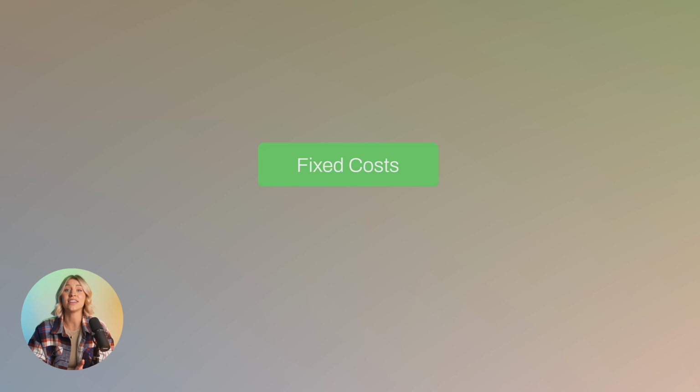Alright, now let's get into that how-to part, because it's not just about knowing these tools exist, but also about using them effectively. Let's walk through an example so you can see exactly how this works in practice. First, start by listing all of your costs. This includes fixed costs like your camera gear and software subscriptions, and variable costs such as travel, props, or assistants.